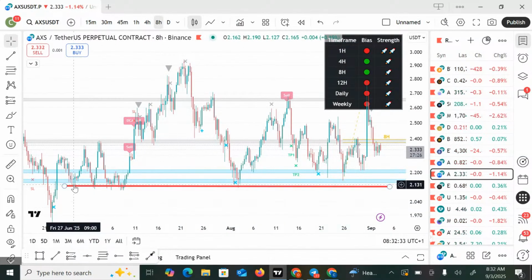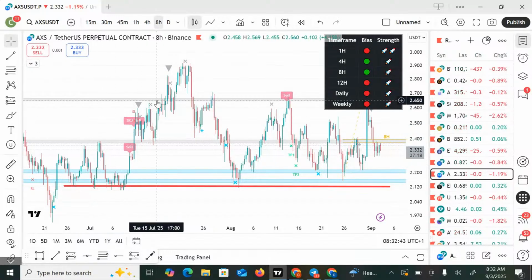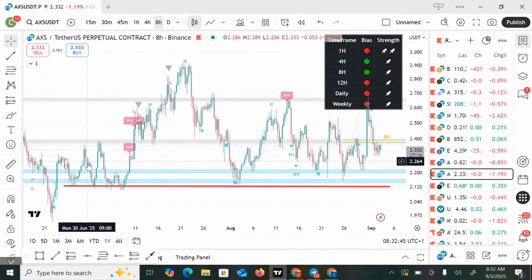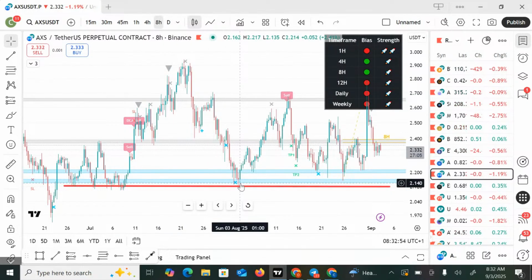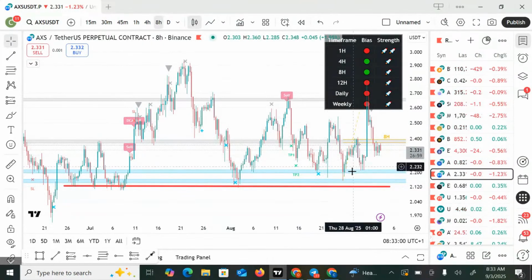If you look closely, you will notice that each time this coin got to this position, it goes back up. Do you understand? It gets to this position, it goes back up. Then it goes up, breaks above, comes back down, and here it gets to this position again, and it goes back up.